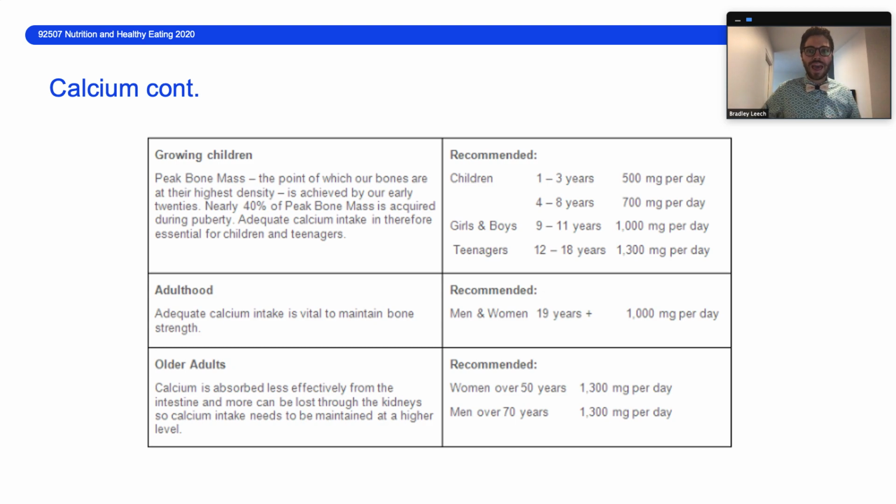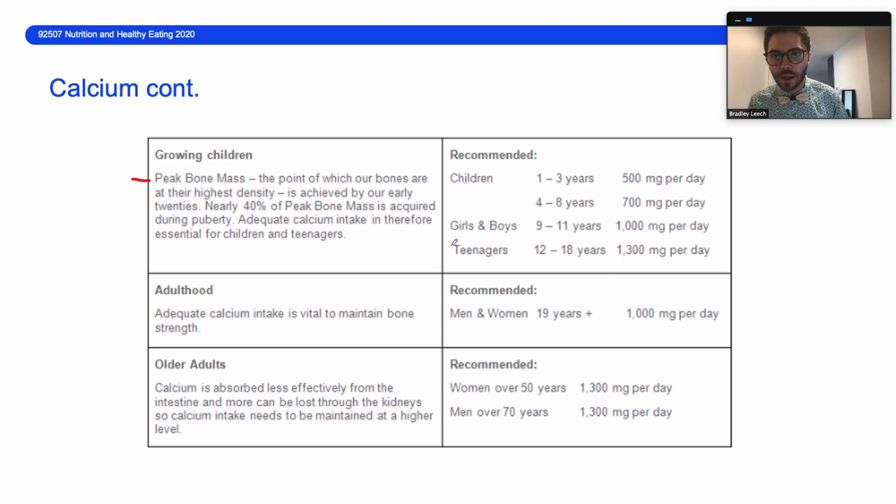Okay, more on calcium. Now we've got something called your peak bone mass, and that is the point in time when you've got the highest amount of bone mass. What's quite interesting is you actually have peak bone mass in around your early 20s. After that time, your bone mass can only decrease, right? So the amount of bone mass you have at, say, 20, 25, that amount of bone mass needs to support you throughout the rest of your life.